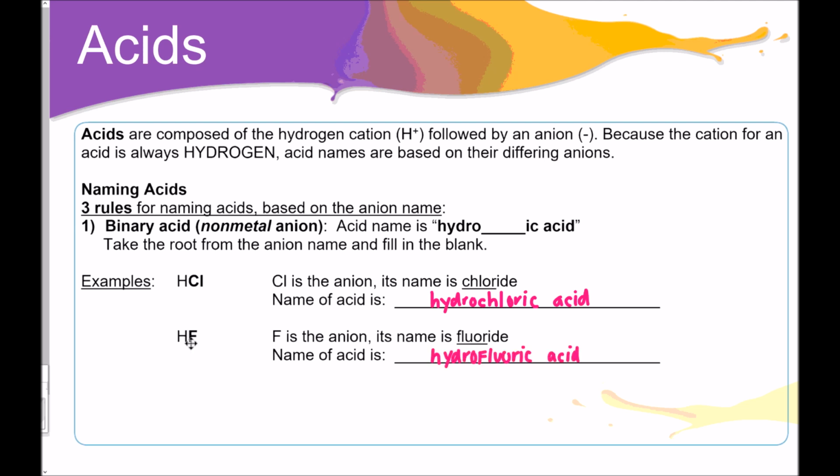Pretty simple. The way that I look at these is if the anion is on the front of the periodic table in this little section, over here, our little white friendly nonmetal section, these are hydroacids. Okay, let's go on to rule 2.